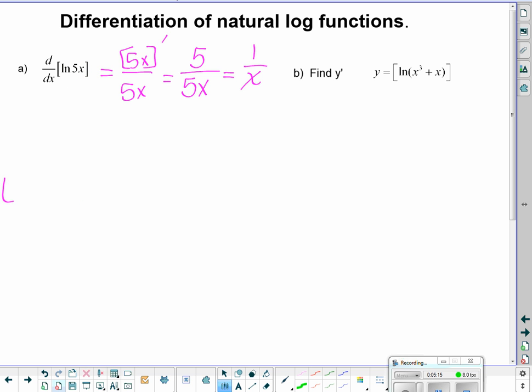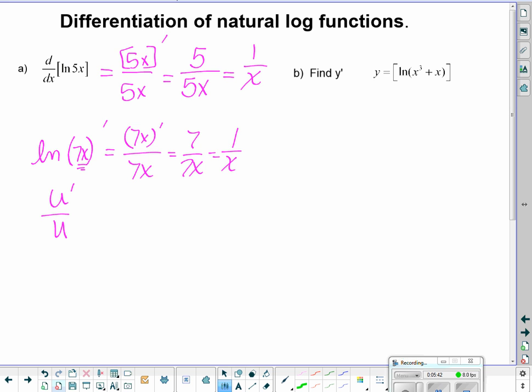Practice another one of these. Take the derivative of natural log of 7x. If I take the derivative of this, u prime over u. Get that in your head. U prime over u. This is my u, 7x. The derivative of 7x then over 7x. That turns out to be 7 over 7x, which turns out to be 1 over x. Wow, there's a lot of similarity between that problem and the natural log of 5x. I wonder if everyone would be that way.